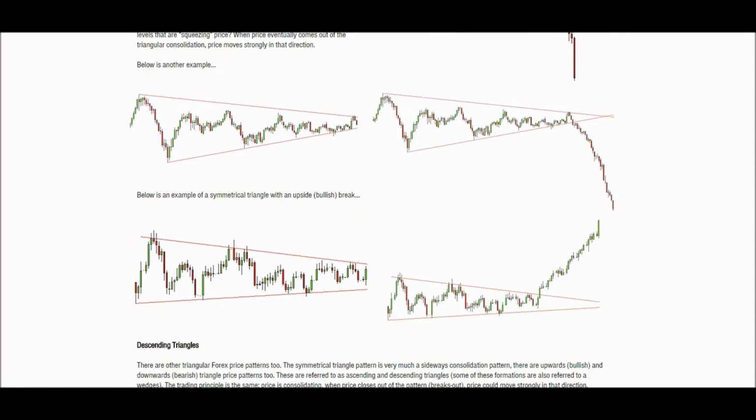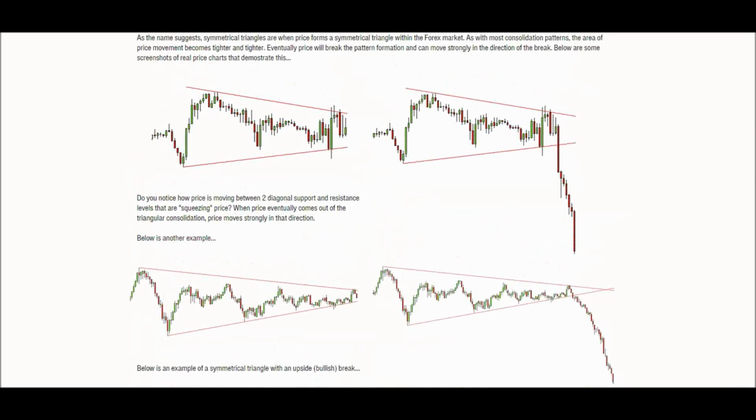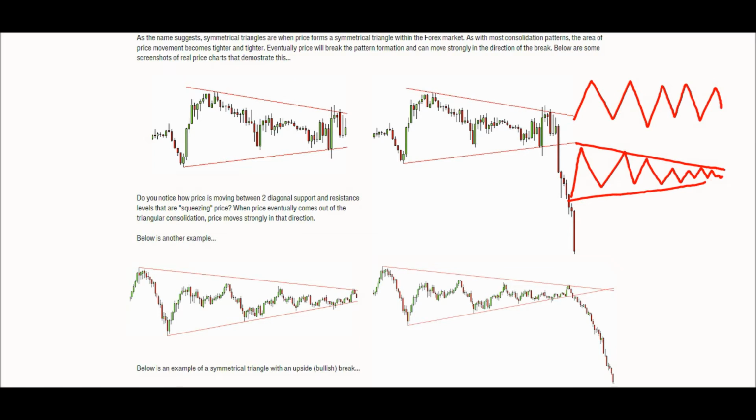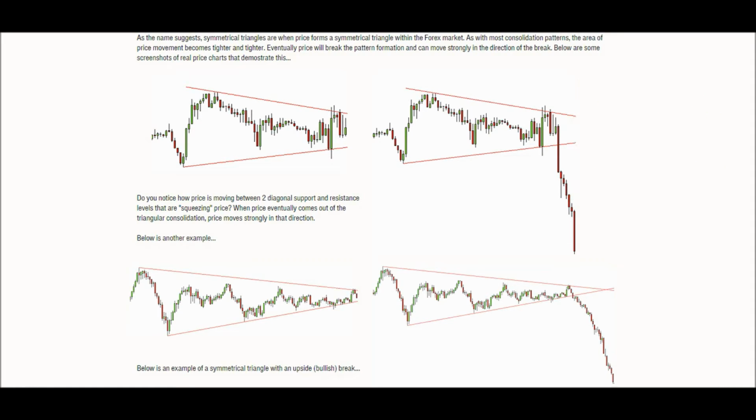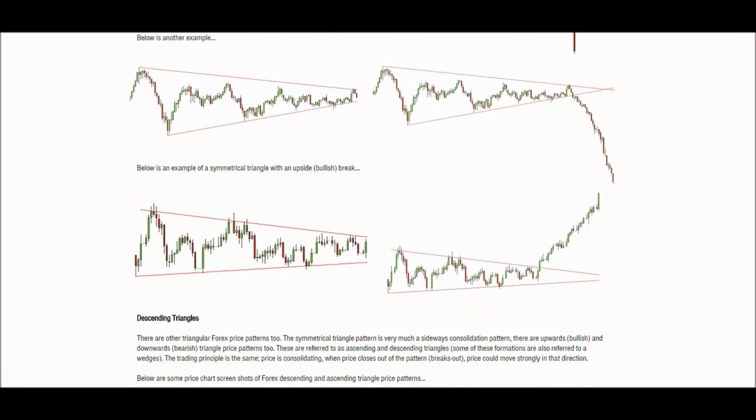So we have these symmetrical triangles that generally are very sideways. So if you think of a range that moves between a support and resistance but moves sideways, a symmetrical triangle does the same, but price gets tighter but still moves in a sideways direction. And we'll look at some charts in a minute and find some examples of this.